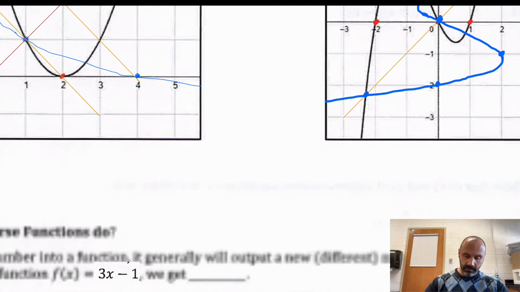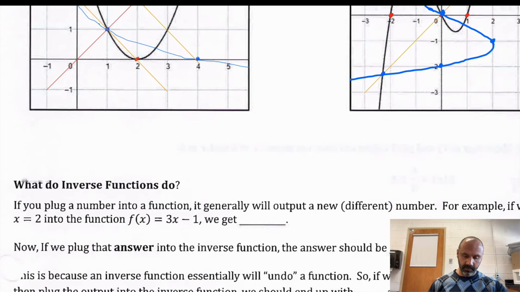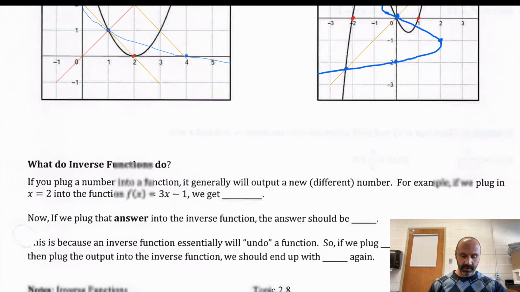Okay. So if you plug a number into a function, it will generally output a new or different number. For example, if we plug x equals 2 into the function f of x equals 3x minus 1, we get 5. Now if you plug that answer into the inverse function, the answer should be 2. Right? So when you take the output and put that into the inverse, that gives you the input that created that output in the first place, in the original function.